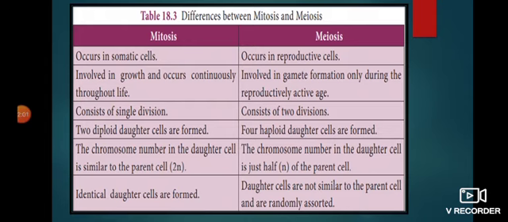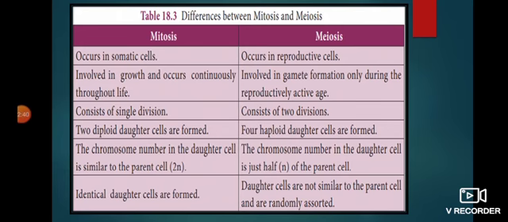2 diploid daughter cells are formed during mitosis, but 4 haploid daughter gametes are formed during meiosis. The chromosome number in the daughter cell is similar to the parent cell, that is diploid in the daughter cell, like the parent cell during mitosis. But by meiosis, the chromosome number in the daughter cell is just half of the parent cell, that is haploid number of chromosomes is received out of meiosis.